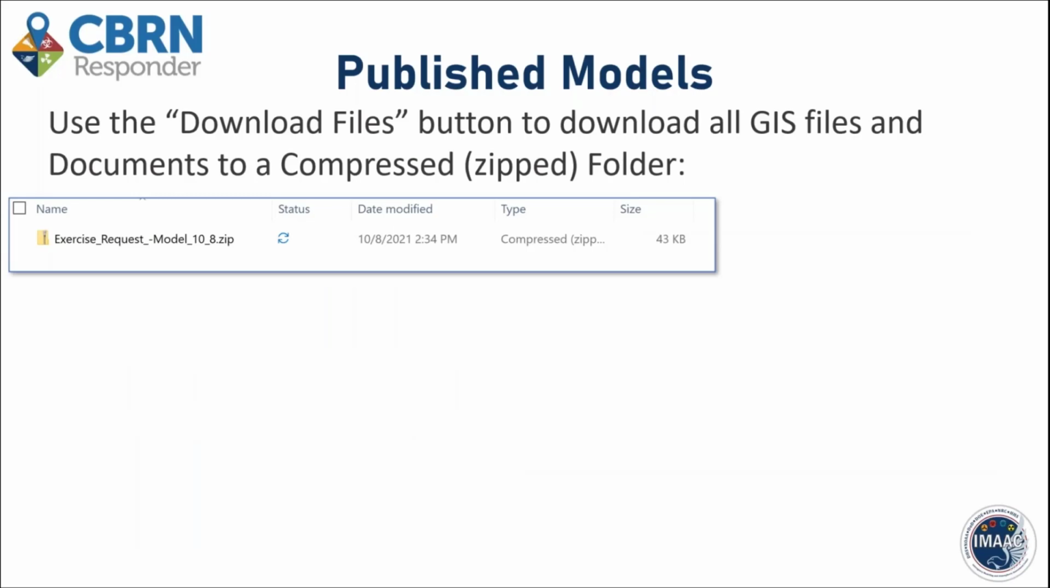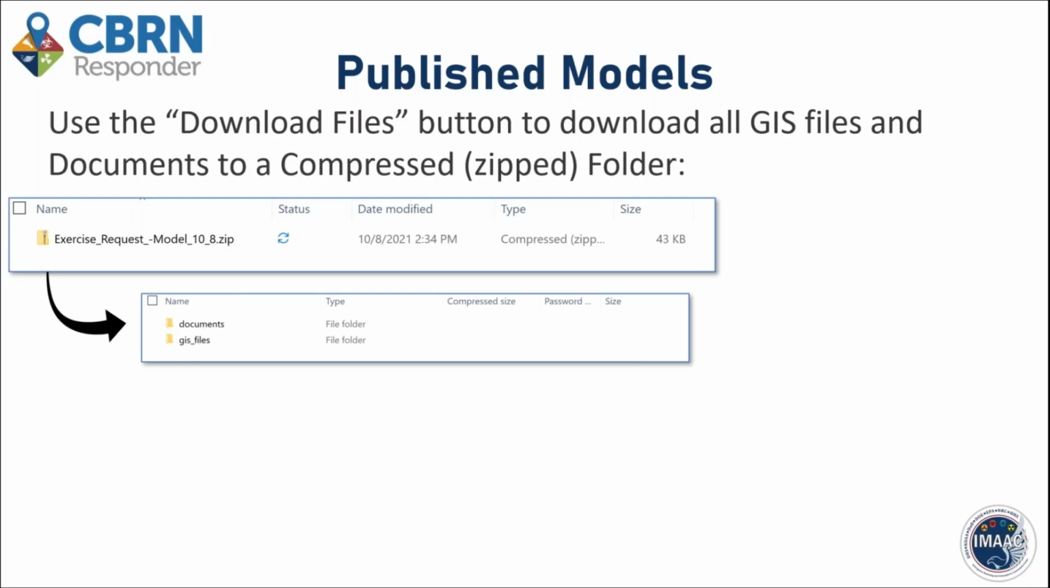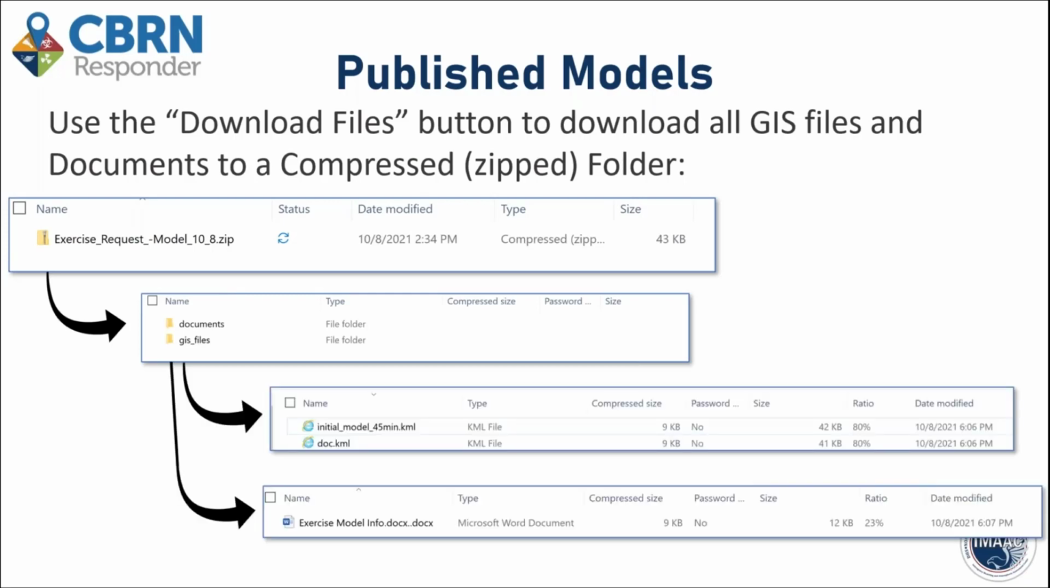So if you do choose to download the files in either the email or the notification, it will download to a compressed zipped folder. It will have the naming convention, the name of the model request you entered, and then the actual model name. So in the actual folder, if I go into the compressed folder, I will see separate documents and GIS files folders. And if I go into each of those, you'll see the individual GIS files and individual documents.